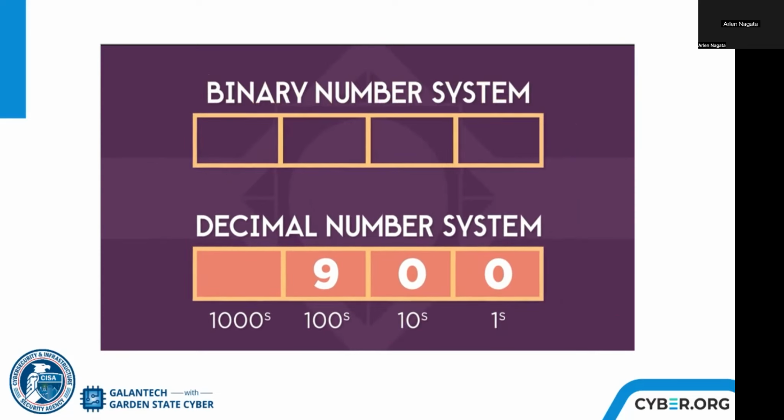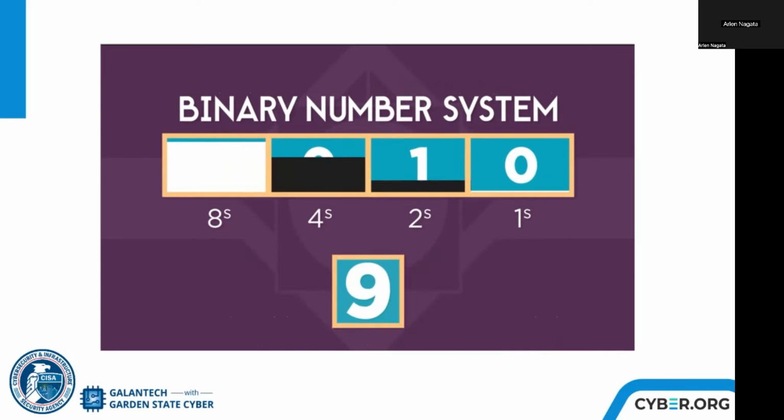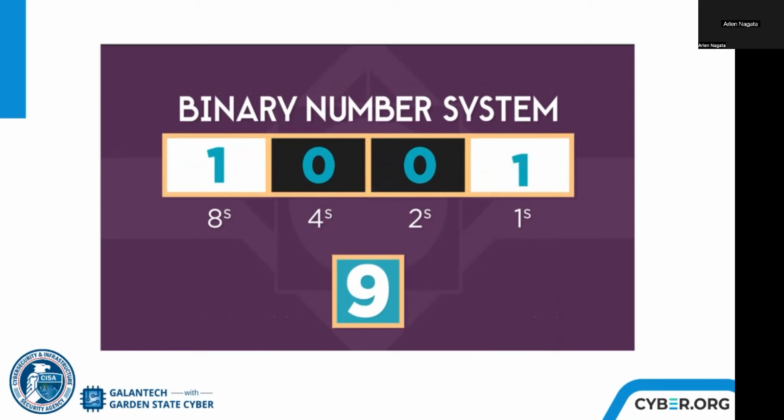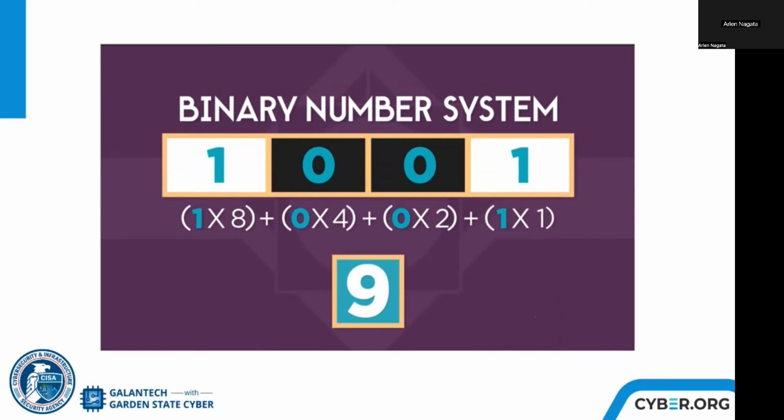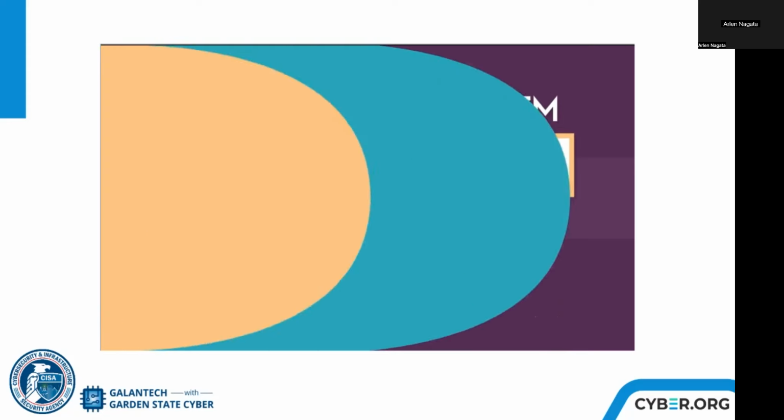In binary, each position also carries a value, but instead of multiplying by 10 each time, we multiply by 2. So there's the 1's position, the 2's position, the 4's position, the 8's position, and so on. For example, the number 9 in binary is 1, 0, 0, 1. To calculate the value, we add 1 times 8 plus 0 times 4 plus 0 times 2 plus 1 times 1. Almost nobody does this math because computers do it for us.